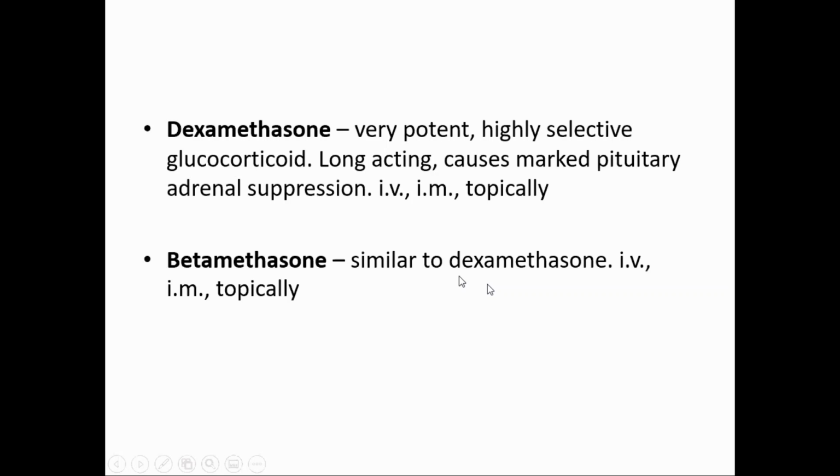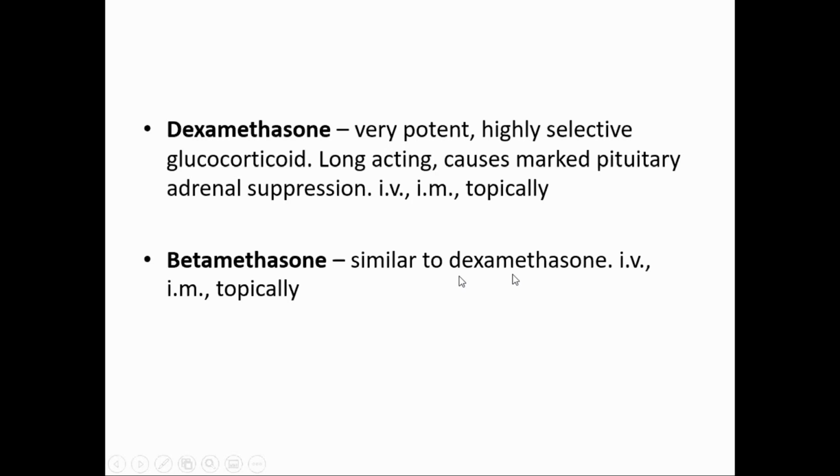So continuing with the synthetic glucocorticoids, dexamethasone and betamethasone are the most potent glucocorticoids, and they have only glucocorticoid activity. They don't have mineralocorticoid activity, hence they are highly selective glucocorticoids. And they are very long acting, and they cause marked pituitary adrenal suppression.